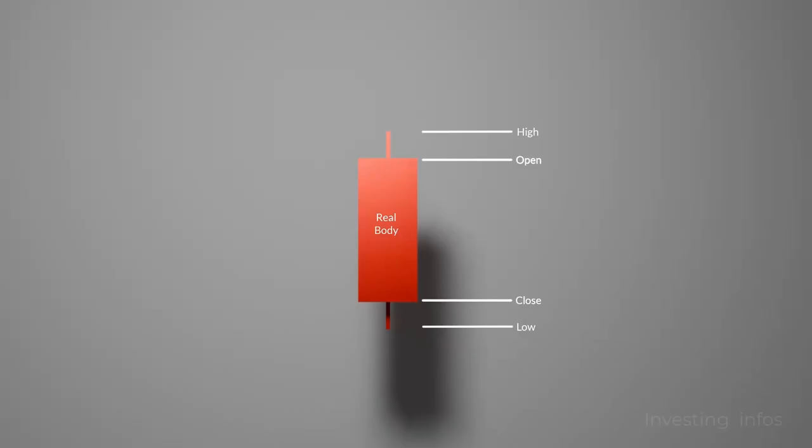Now let's have a look at the construction of a bullish candle. The construction of a bullish candle is exactly the reverse of a bearish candle. We start the market with an open price. This would also be the open of the candle. The sellers manage to take hold of the price, pushing the market price lower than the open price.